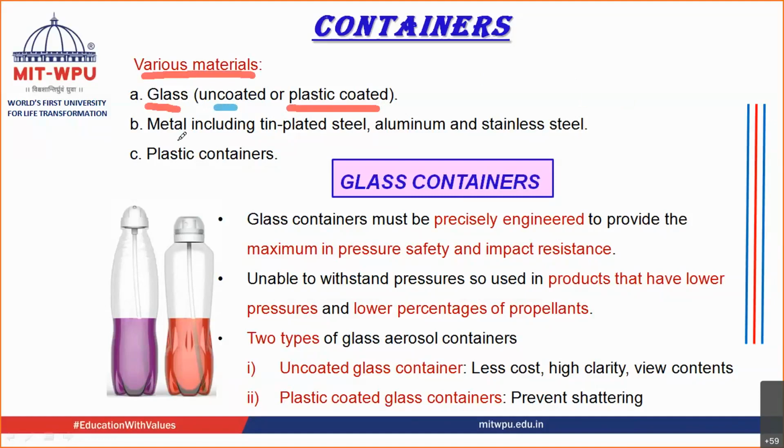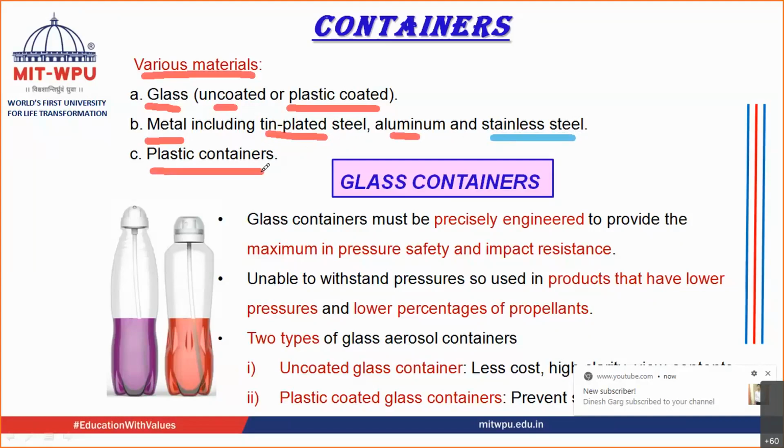You have metal containers. The different types of metal containers include tin plated steel, aluminum containers, and containers made from stainless steel. So these are the three materials used for preparation of your metal containers of aerosol, that is tin plated steel, aluminum, and stainless steel. Apart from glass and metal, the other type of containers that are preferred are plastic containers. So these are three types of containers: glass containers, metal containers, and plastic containers.